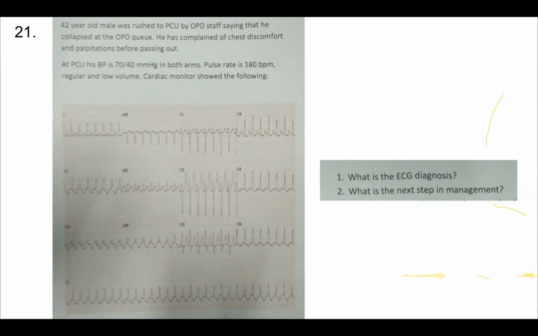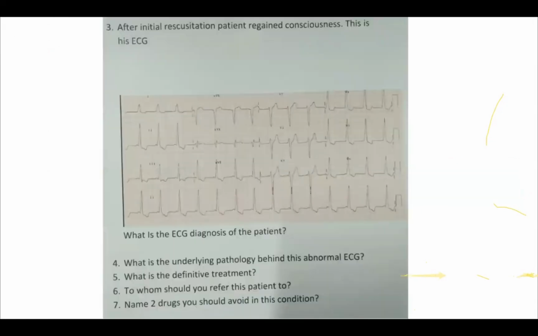Okay, and next is cardioversion. After the initial resuscitation, the patient regained consciousness. This is his ECG, right? So what do you see here? What is the ECG diagnosis? Now you have the history, now you have the baseline ECG. So what is the diagnosis? You can directly give a diagnosis here. Yeah, Wolff-Parkinson-White syndrome, right?